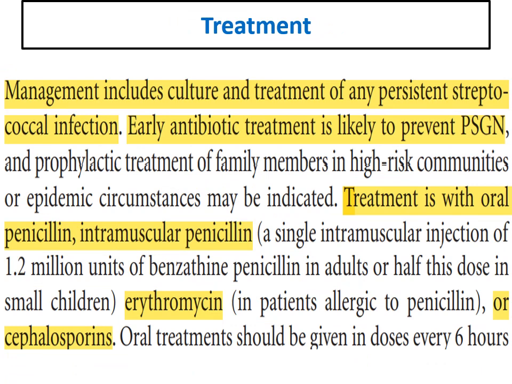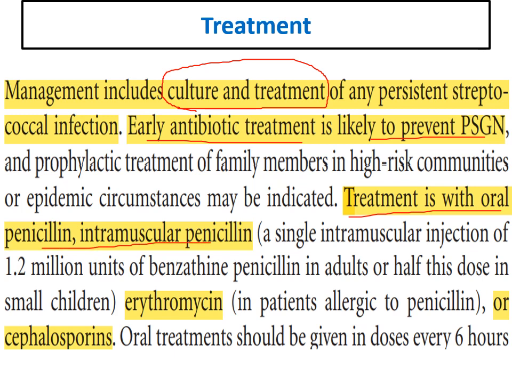What about the treatment? Management includes treatment of this streptococcal infection, and early antibiotic treatment is likely to prevent post-streptococcal glomerulonephritis. As we said earlier, early antibiotic administration nowadays decreases the incidence of such conditions. These streptococcal infections are usually treated by oral penicillin and intramuscular penicillins, and we can use erythromycin in patients allergic to penicillin, or we can use cephalosporin.